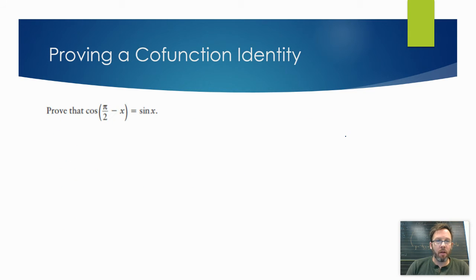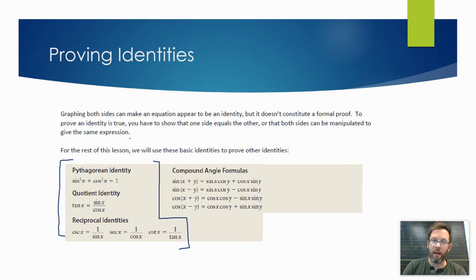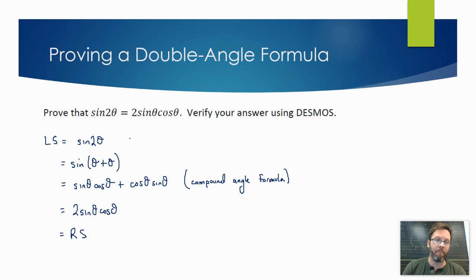Let's continue. Here's one of our cofunction identities that we developed a couple lessons ago. Let's actually prove it's true. And we can do that using one of our compound angle formulas. So this is another one where we're going to take the left-hand side and manipulate it and make it look like the right-hand side. So cosine of pi over 2 minus x. Here we go. So our compound angle formula for cosine and subtraction is cosine cosine plus sine sine.